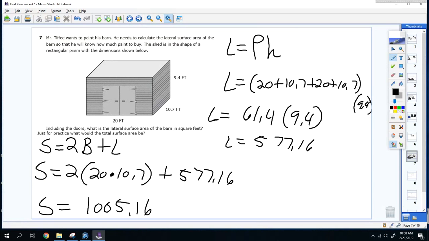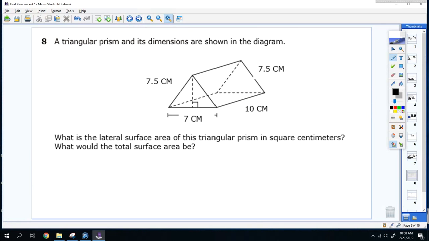All right, number 8. A triangular prism and its dimensions are shown in the diagram. What's the lateral surface area of this triangular prism in square centimeters? What would the total surface area be?